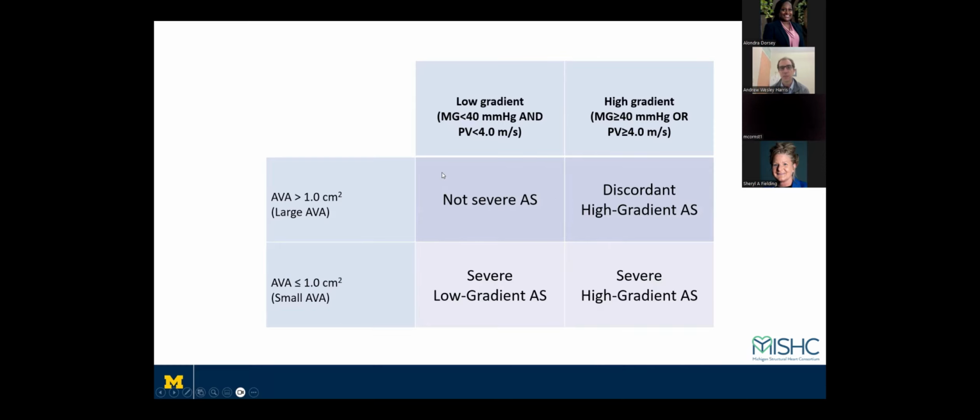So starting with the top left, if somebody has low gradients and a large aortic valve area, well, that's somebody that does not have severe aortic stenosis, perhaps moderate or maybe even less aortic stenosis.